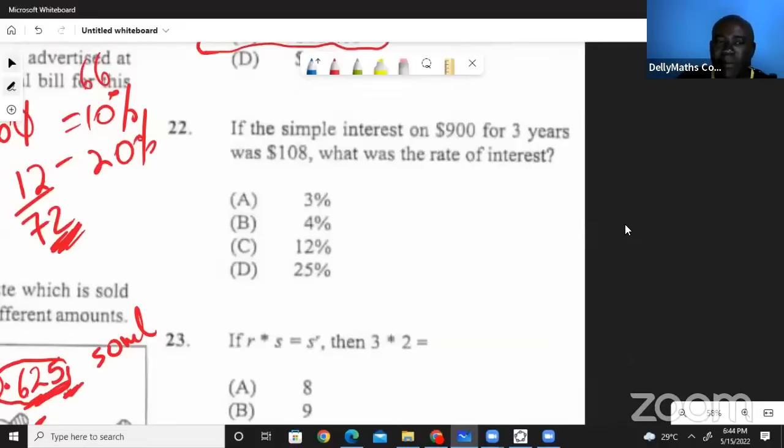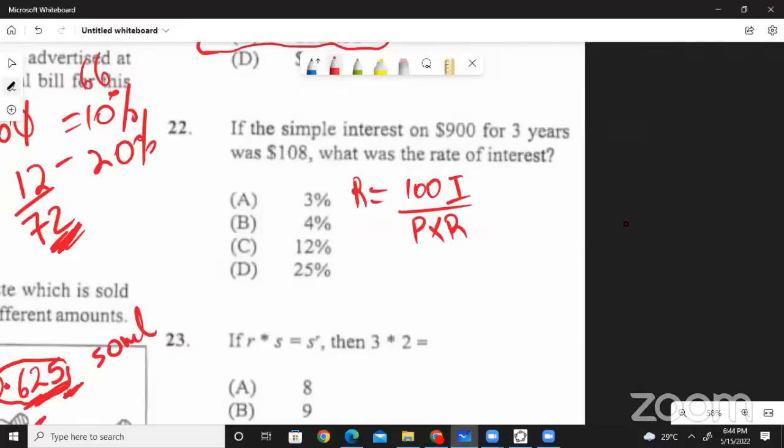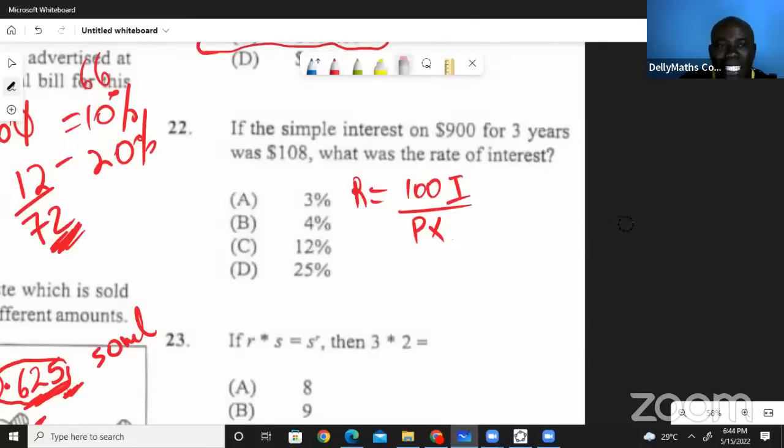Remember that if you want to find rate, there's a formula that people use. If I want to find my rate, it's going to be 100 times the interest over the other things, which is the P times the T. All the things that you normally work with: your principal, your rate, your interest. Hold on, I think I have time. T. Let me write my T. All right, so we are having T there.